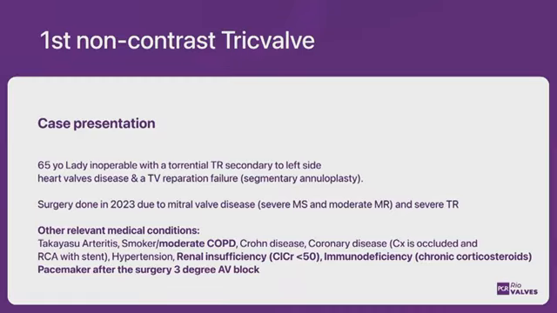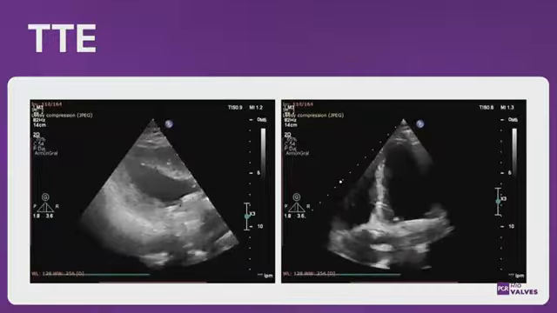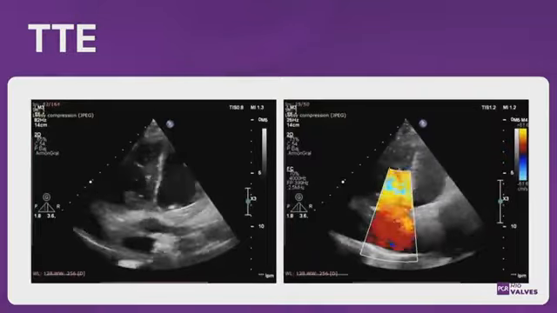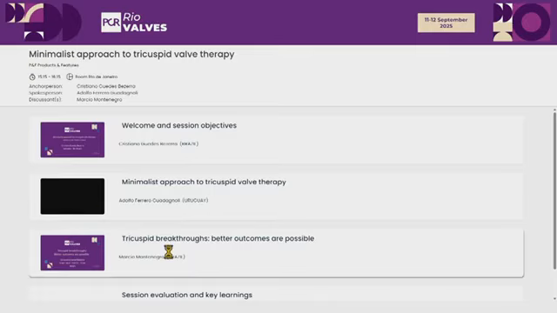The other relevant medical conditions: this is a very sick patient with tachycardic arrhythmia, a smoker with moderate COPD, Crohn's disease, coronary artery disease with the circumflex totally and chronically occluded, hypertension, renal failure with a creatinine clearance less than 15, and immunodeficiency with chronic use of corticosteroids. She has a pacemaker after the surgery due to third-degree AV block. You can see here the left ventricular ejection fraction is borderline or even a little less, and the pacemaker leads across the tricuspid valve.